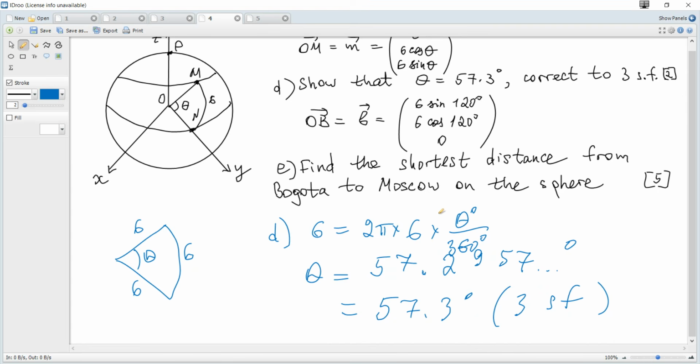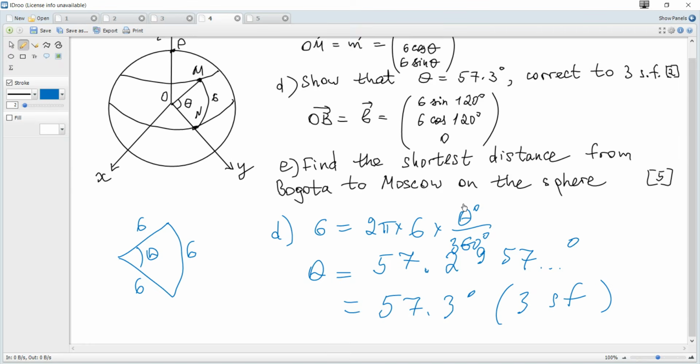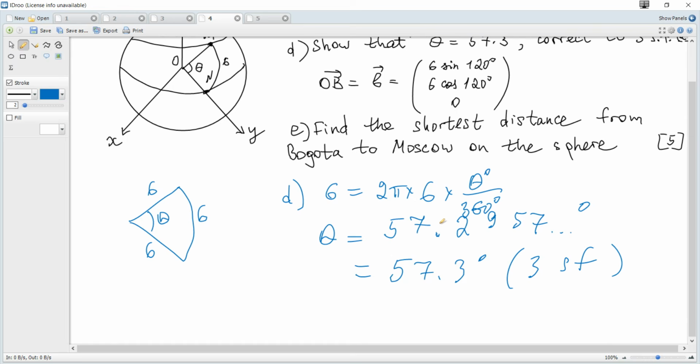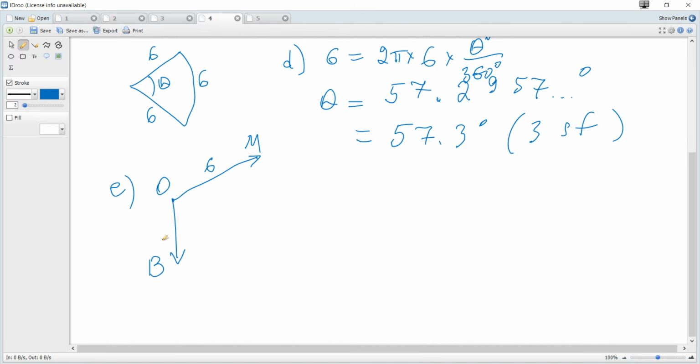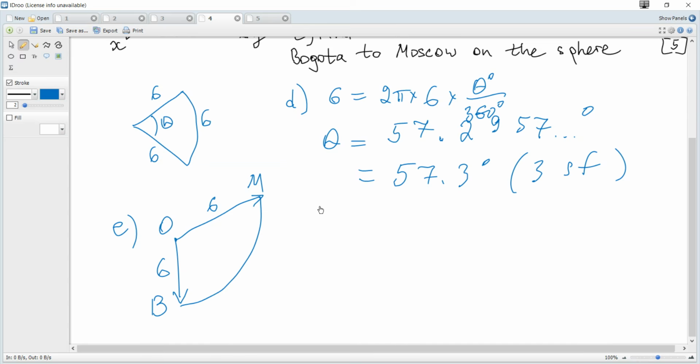The next: Bogota P is west of Nairobi and has position vector OB, this. Question E: find the shortest distance from Bogota to Moscow on the sphere. So this situation looks like this. Again, OM is a radius, it's 6. Then OB is also a radius, so its length is also 6. And we need the length of this arc, and to find the length of this arc, we need this angle.